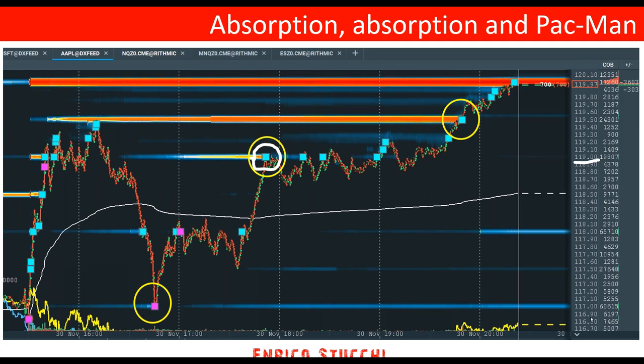And look at the level, a round number, this is 120. So this shows the importance of liquidity levels, absorption, exhaustion, and continuation patterns with round numbers.